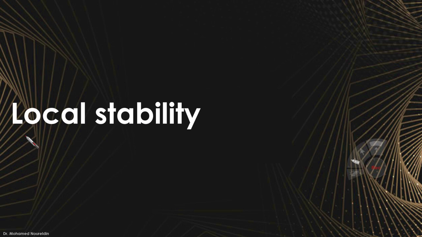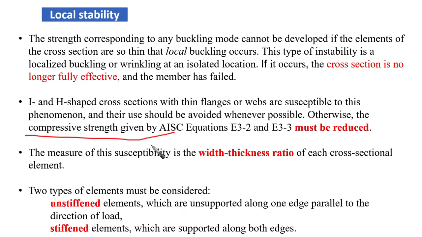Now let's go to the local stability, and let's discuss it. In general, whenever we have an element, we want to be sure that this element is going to work for us without local stability issues, like the flanges, for example, or the web, that we are not expecting any kind of local instability for the element under the compressive force. We need to safeguard our section and our design from the local failures.